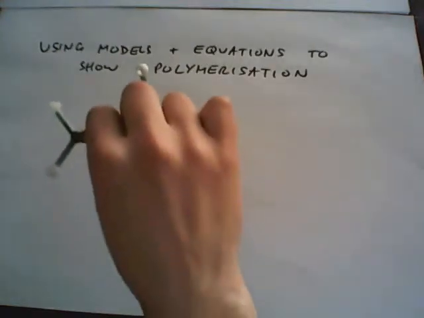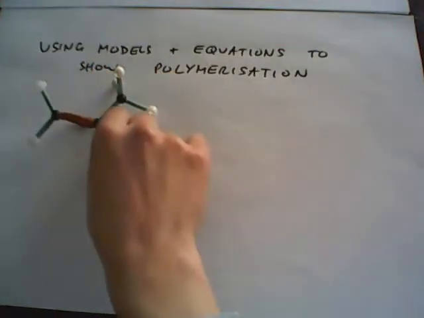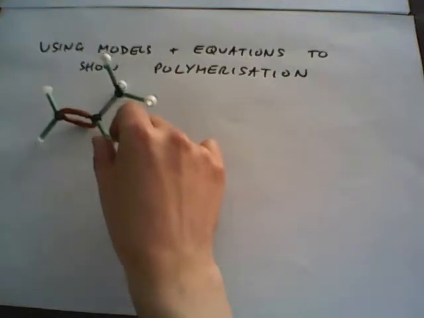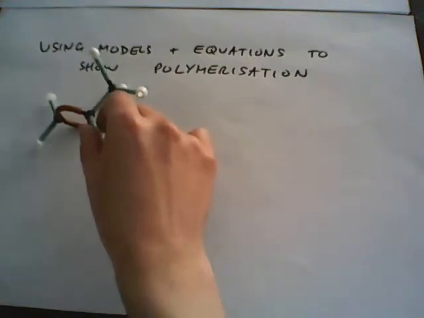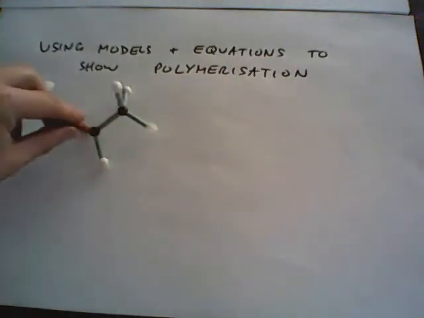This time we're going to have a look at the polymerization of polypropene. So propene looks like this. Here's the model of it. We can see we've got the double bond between the two carbons here. Each carbon has 4 bonds, which means that we've got 2 hydrogens there, 1 hydrogen on the middle carbon, and 3 hydrogens on the end carbon.